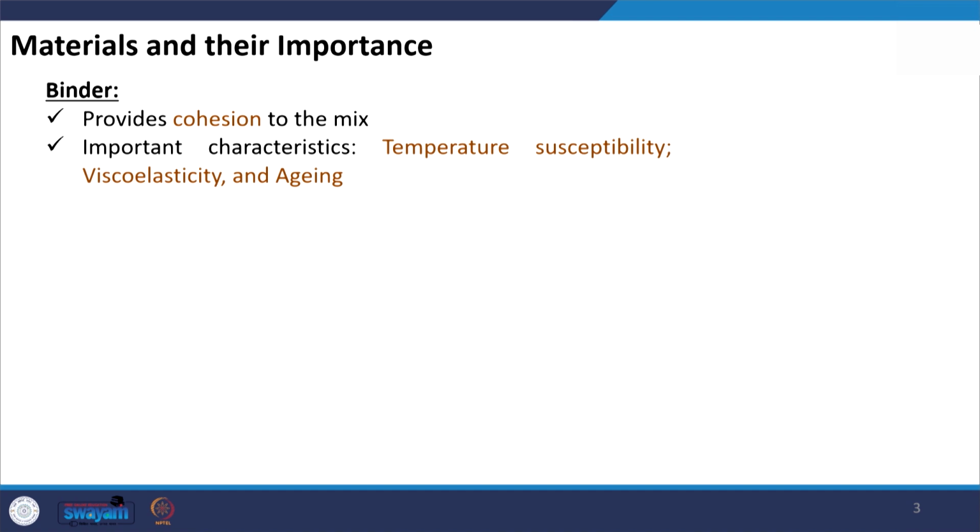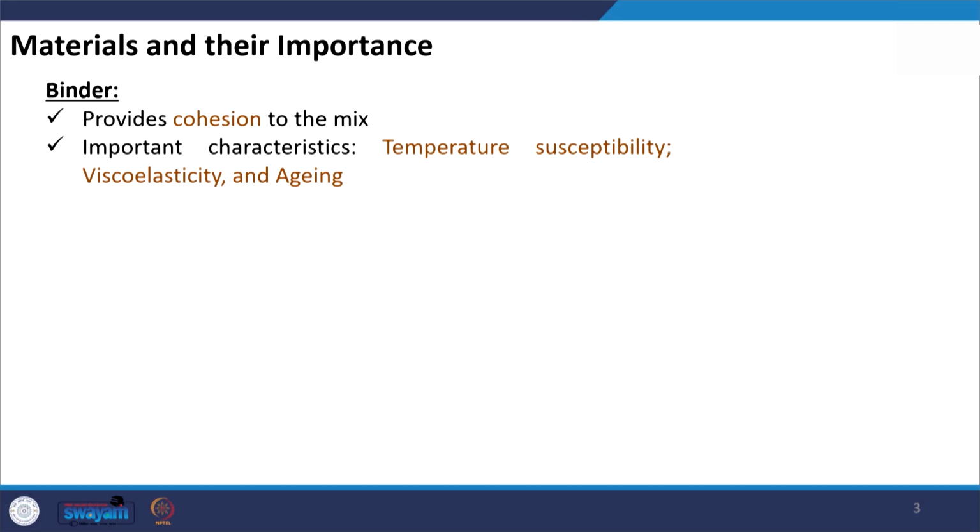We have already completed our discussion on bitumen. By now you will agree that the important characteristics of bitumen include its temperature susceptibility, because the actual mix will be exposed to a range of temperatures in the field. We have to ensure that changes in properties are not very significant over this range of temperature.